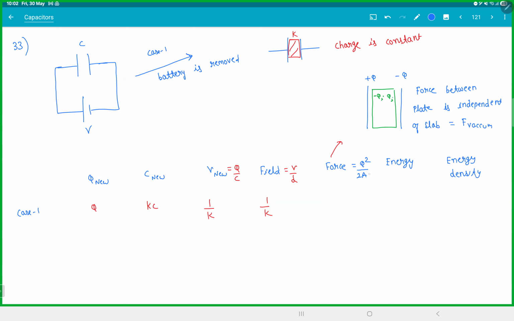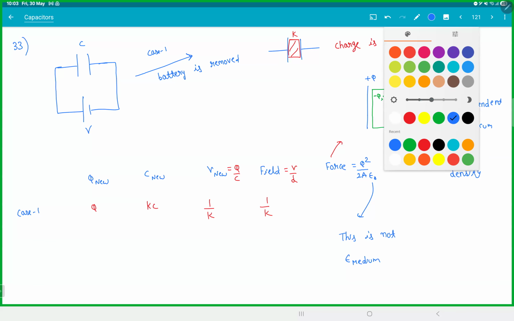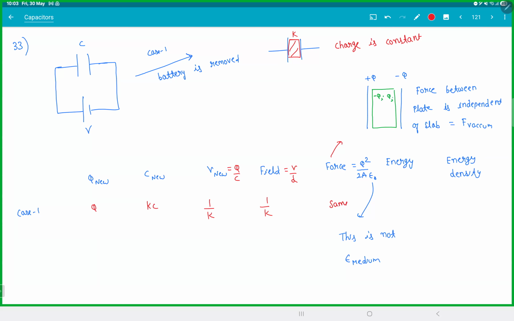So be careful, I should not write epsilon m in the denominator. This is not epsilon medium. So Q remained same, so the force will remain same. Because most people think that epsilon became epsilon naught, na? But you're forgetting something. The question is force between the plates, and the slab is not going to exert any force on each of these plates. Minus and plus will cancel out.